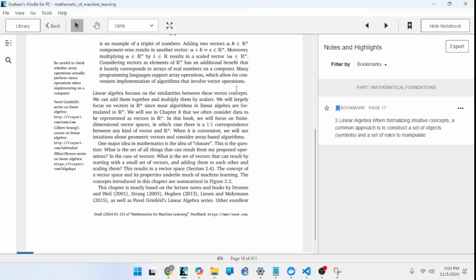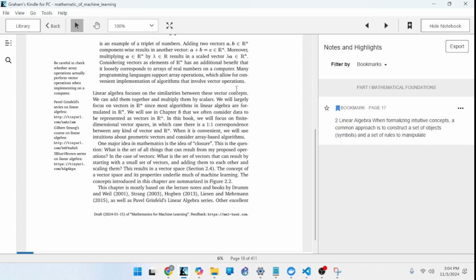One major idea in mathematics is the idea of closure. This is the question, rather: what is the set of all things that can result from my proposed operations? In the case of vectors, what is the set of vectors that can result by starting with a small set of vectors and adding them to each other and scaling them? This results in vector space, section 2.4. The concept of a vector space and its properties underlie much of machine learning.